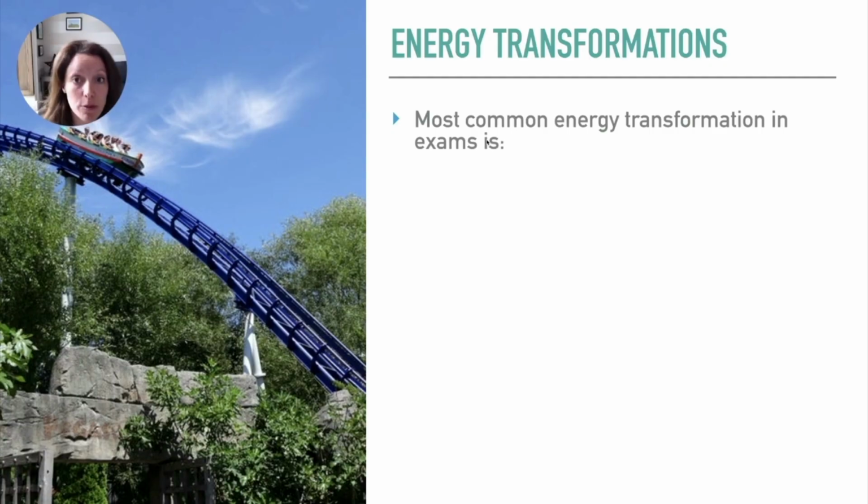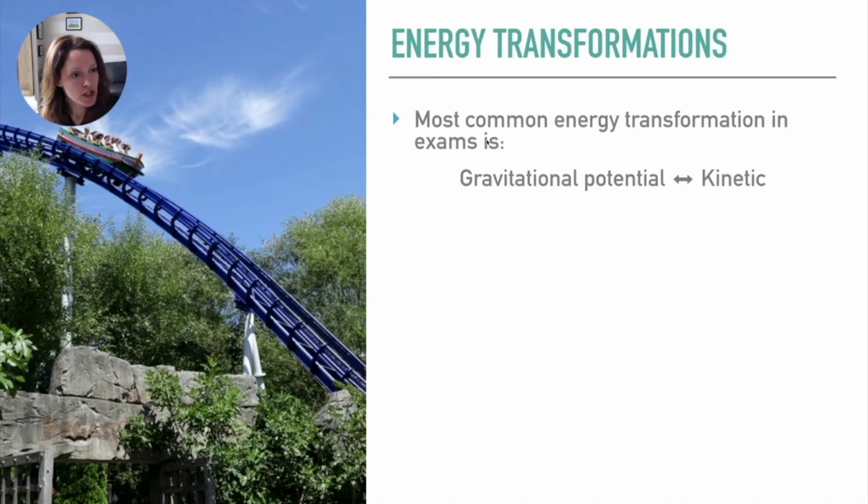So the most common energy transformation in exams is gravitational potential to kinetic. And that's happening here below me on this roller coaster. At the top of this very scary looking dip, the people in this roller coaster have gravitational potential energy. As they travel down to the bottom of this very terrifying looking dip, they gain kinetic energy. So it's transferring from gravitational potential to kinetic.